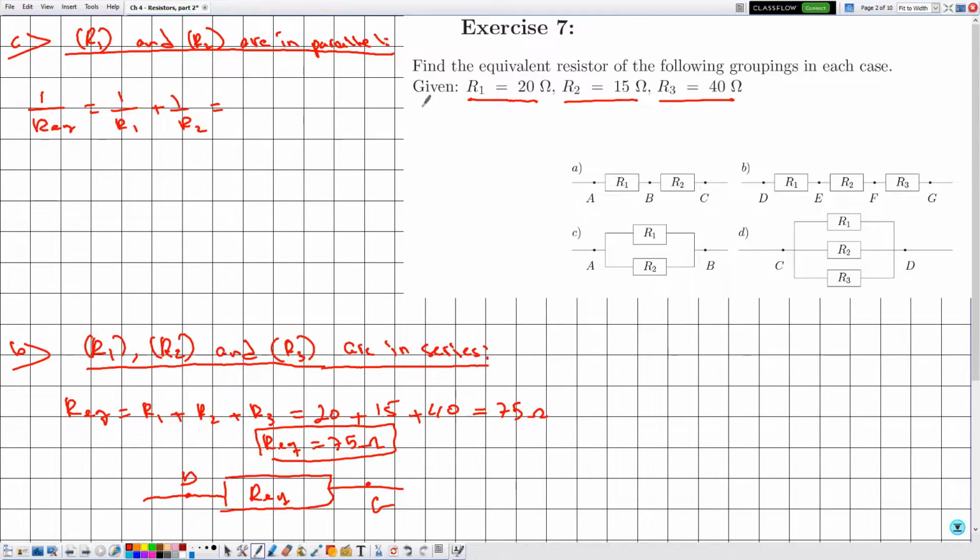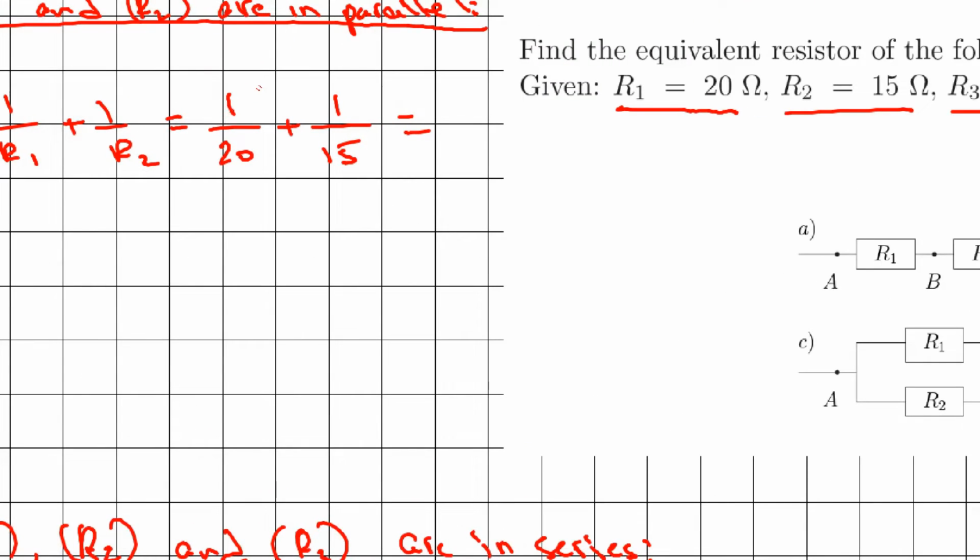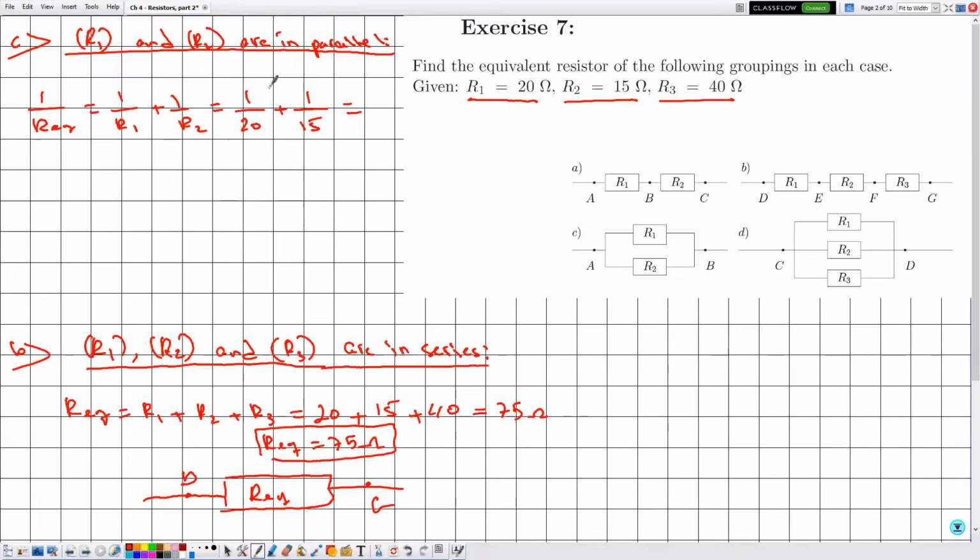So now in this case, the value of R1 is given by 20. And the value of R2 is given by 15. Now here we are adding two fractions. We need to consider the common denominator, then we need to simplify the fraction, or directly we can plug this on the calculator. Then the fraction is given by, first let me calculate it. Then it's given by 7 over 60.